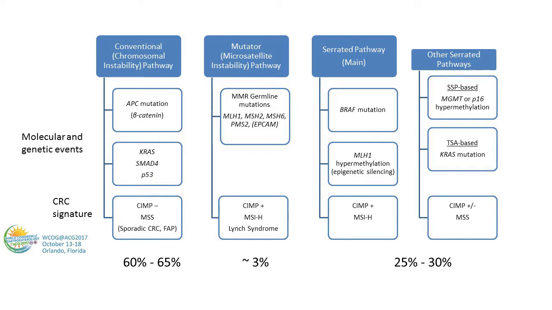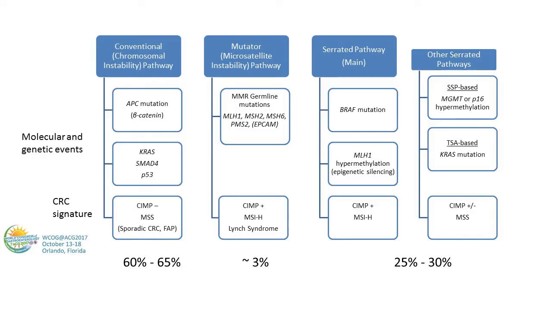The most well-known one is the conventional chromosomal instability pathway, which is basically the classic adenoma to carcinoma sequence, in which there's an APC mutation at the beginning of everything, leading to an adenoma which progressively acquires genetic alterations, eventually leading to cancer with a somewhat specific signature. These cancers tend to be microsatellite stable and not to have high levels of CIMP. CIMP refers to methylation of the CpG island, or CpG island methylator phenotype. And these cancers tend not to be hypermethylated.